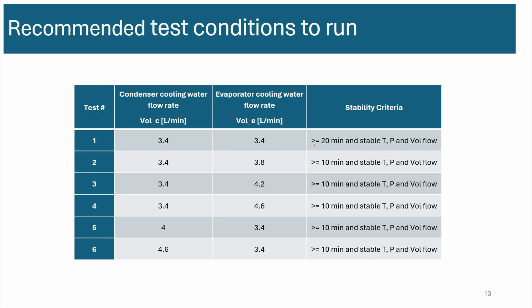So the first test, if you run 3.4 liters per minute in both of them, you should wait at least 20 minutes after the compressor turns on. And after you switch to another flow rate, for example, for the evaporator you switch to 3.8, then you wait another 10 minutes, right? So finish all the evaporator test points by changing the evaporator, but make sure you adjust the condenser to make it closer to 3.4 and then switch.